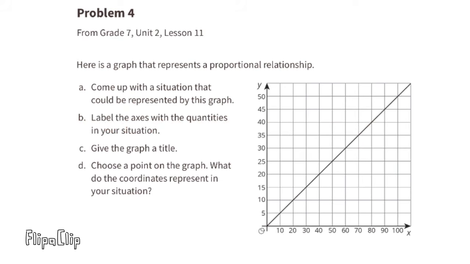D. Choose a point on the graph. What do the coordinates represent in your situation? I choose the point at coordinates 20 and 10. 20 represents the number of days, and 10 represents the number of houses painted. In 20 days, 10 houses were painted.